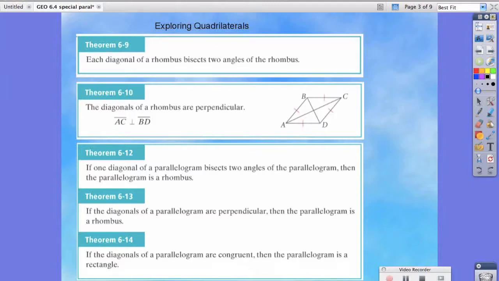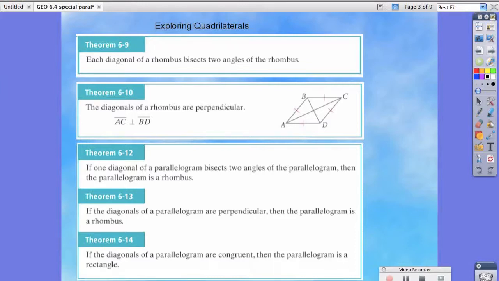Theorem 6.9 states that each diagonal of a rhombus bisects 2 angles of the rhombus. Theorem 6.10 states that diagonals of a rhombus are perpendicular. Theorem 6.12 says if one diagonal of a parallelogram bisects 2 angles of the parallelogram, then the parallelogram is a rhombus. Theorem 6.13, if the diagonals of a parallelogram are perpendicular, then the parallelogram is a rhombus. And 6.14 says if the diagonals of a parallelogram are congruent, then the parallelogram is a rectangle.